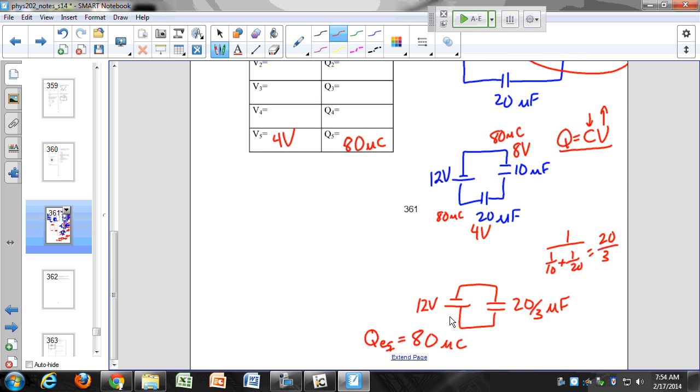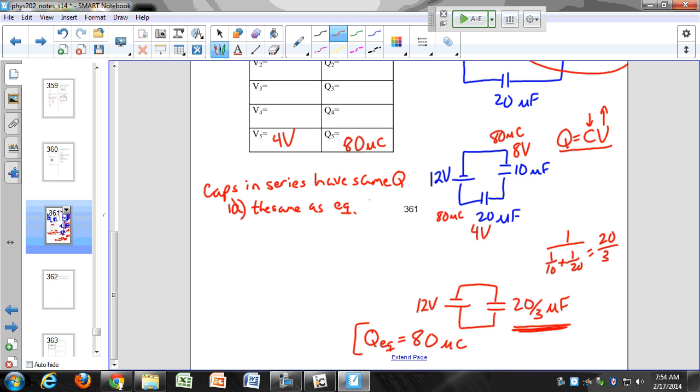The 80 microcoulombs is the equivalent charge. That's the charge on this 20 thirds microfarad capacitor. But one of our rules is that caps in series have the same charge. And then we had another sub-rule, which I think we called 1A. And that charge is the same as the equivalent capacitor. So if this capacitor has 80 microcoulombs, then both of these capacitors, which are in series, also have 80 microcoulombs. Does that answer your question?